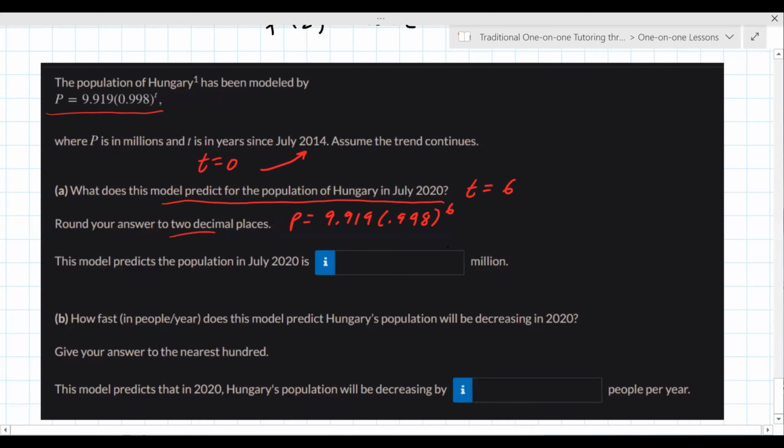All right. Okay, now it says how fast in people per year. When it says how fast or how slow, that's the derivative. You have to train yourself to do that. So you have to get the derivative of this function up here. Now this one is an a to the t power. So your p prime is that original exponential, 9.919 times 0.998 to the t, times the natural log of the base, 0.998. Okay. I'll pull that up. So then I take that number that we got and multiply it by all that.